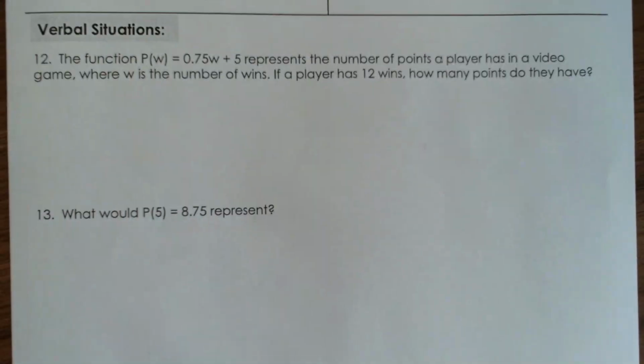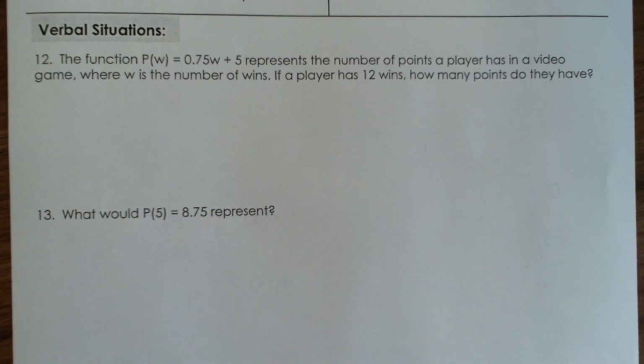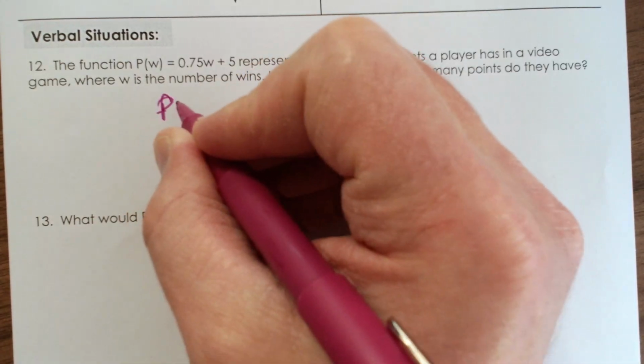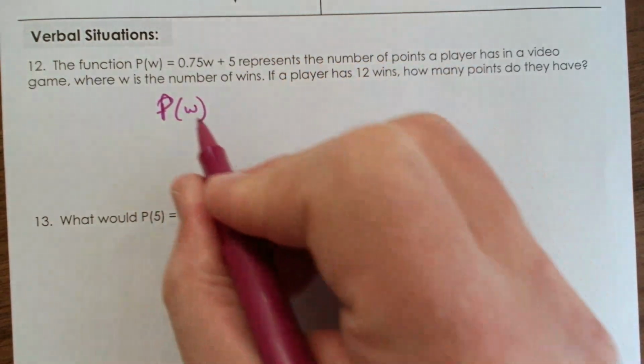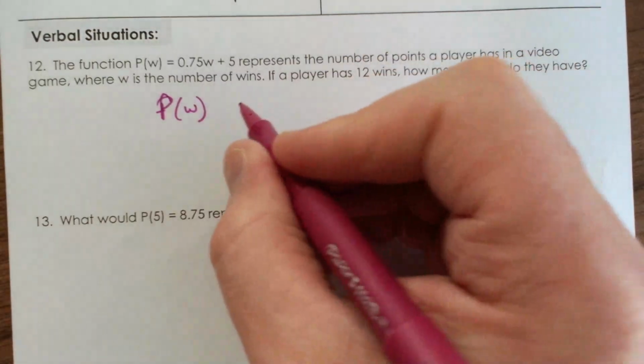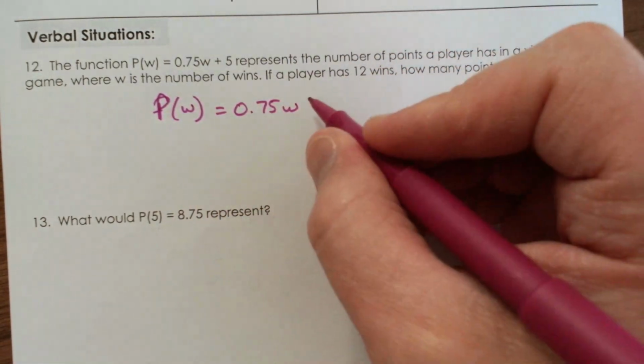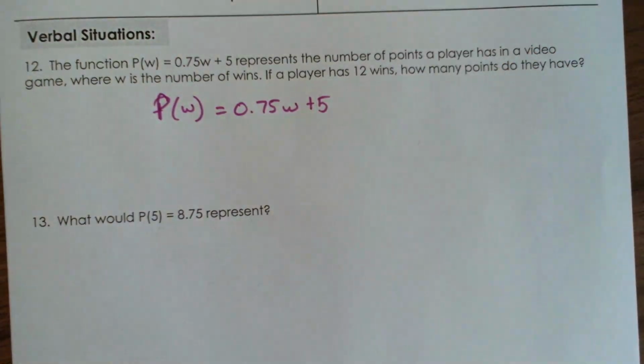The more difficult situation is the verbal situation. The function p of w equals 0.75w plus 5 represents the number of points a player has in a video game where w is the number of wins. If the player has 12 wins, how many points do they have? The number of wins counts to the number of points they have. And the function is 0.75 times w plus 5.